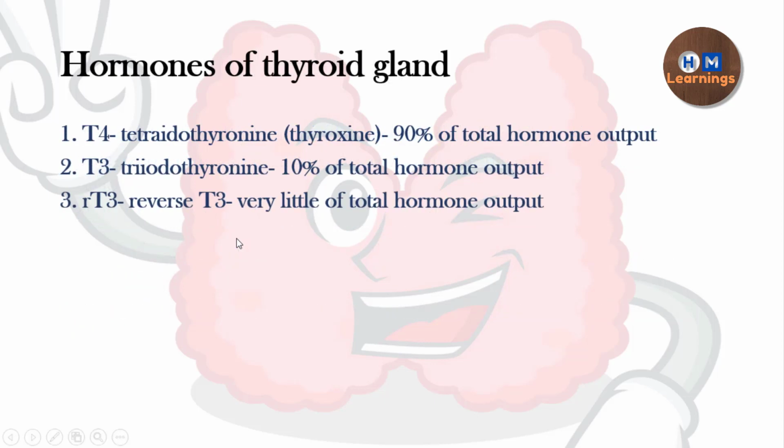Now the hormones of the thyroid gland. The thyroid gland basically forms three types of hormone, but the principal one is T4, tetraiodothyronine. We know that tetraiodothyronine means there are 4 iodines. Triiodothyronine means T3, and reverse T3 is where the structure of T3 is reversed, so it is called reverse T3.